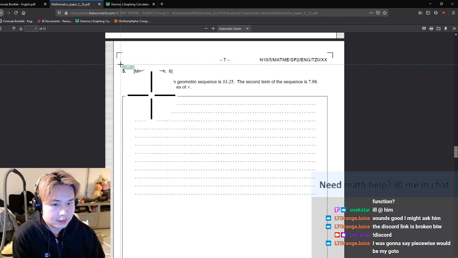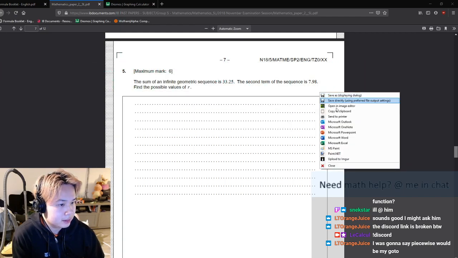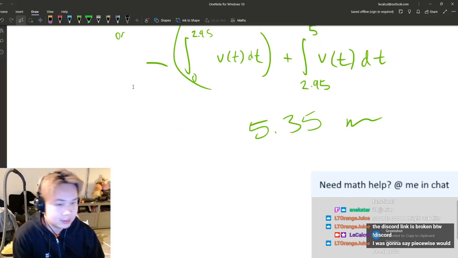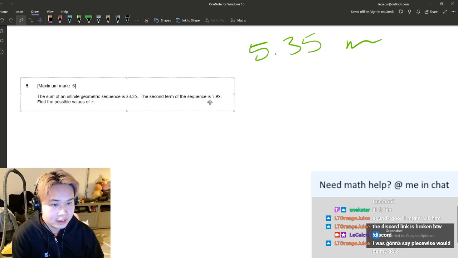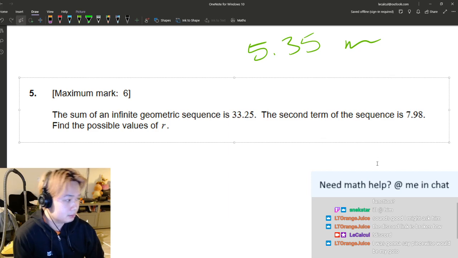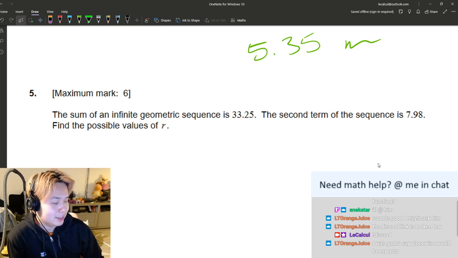So, LT Orange Juice, what year of math are you in? Because I'm assuming you're in university. And what course is this Dirac function for? Because I'm not gonna lie, I'm pretty sure I've learned it. I just don't remember it at all, besides the name.